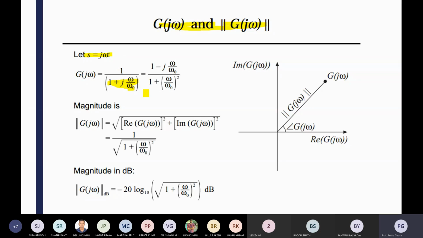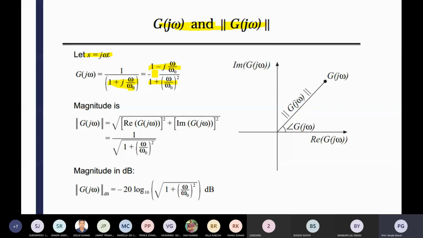Now we can calculate them. For the elimination, we are multiplying both sides by the conjugate factor, that means numerator and denominator with 1 minus j omega by omega 0. So in the denominator it is coming 1 minus, within bracket, j into omega by omega 0 whole square. So j square means minus 1, so it is coming 1 plus omega by omega 0 square.